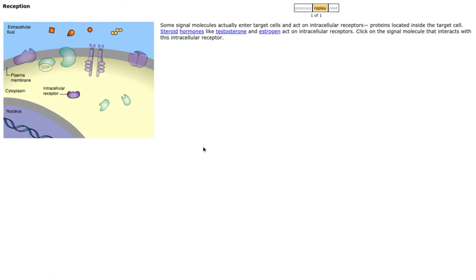Some signal molecules actually enter target cells and act on intracellular receptors, proteins located inside the target cell. Steroid hormones like testosterone and estrogen act on intracellular receptors. Click on the signal molecule that interacts with this intracellular receptor.